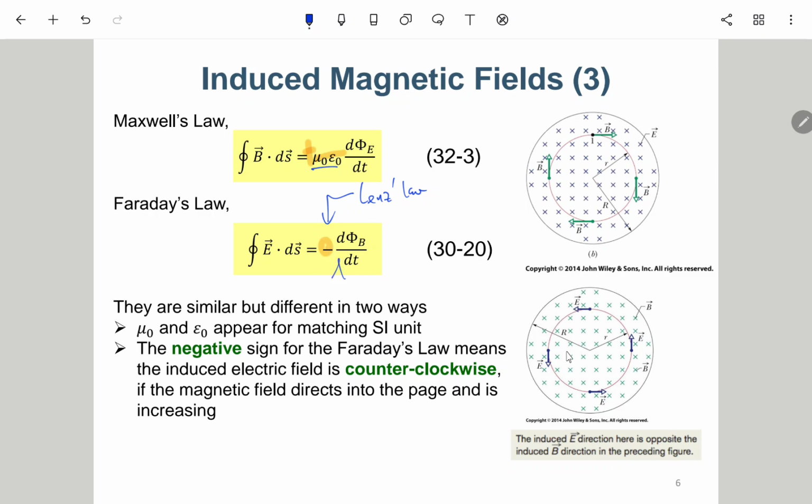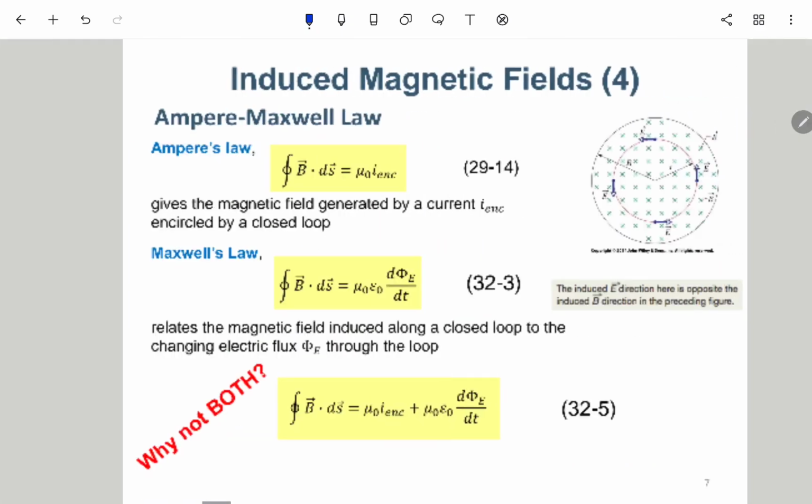Okay, so for this negative sign, using the right hand rule with the field pointing into the page, it is clockwise. With this negative sign, it tells you that the direction is the opposite, which means in this case it is counterclockwise. So this one strictly follows the right hand rule: your thumb points into the page, and your other four fingers go clockwise. Okay, so this is a quick comparison between Maxwell's law and Faraday's law.